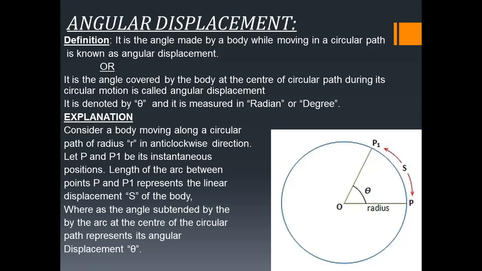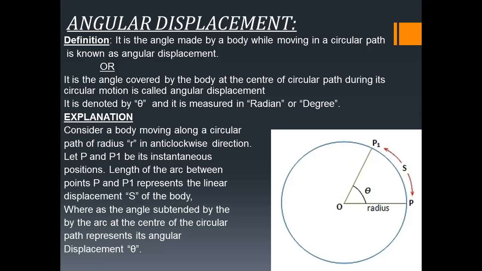In explanation, consider a body moving along a circular path of radius r in anti-clockwise direction. Let P and P1 be its instantaneous positions. The length of the arc between points P and P1 represents the linear displacement S of the body, whereas the angle subtended by the arc at the center of the circular path represents its angular displacement theta.